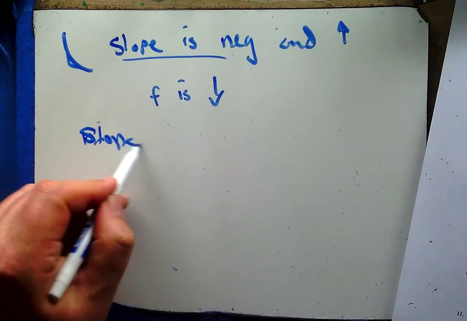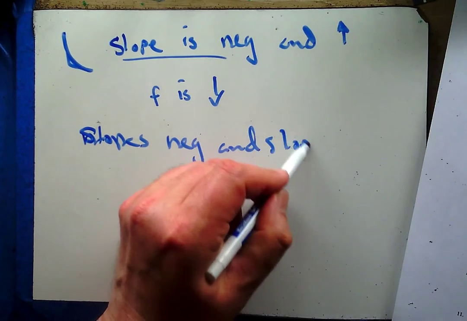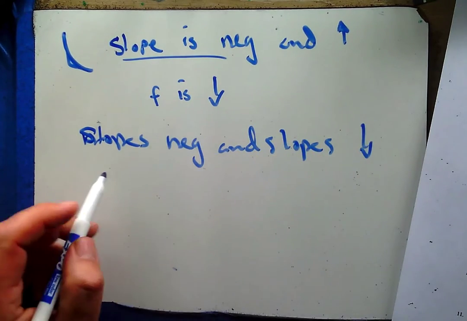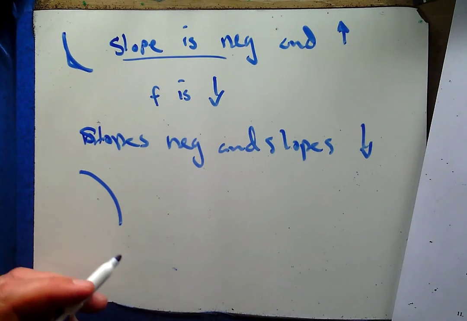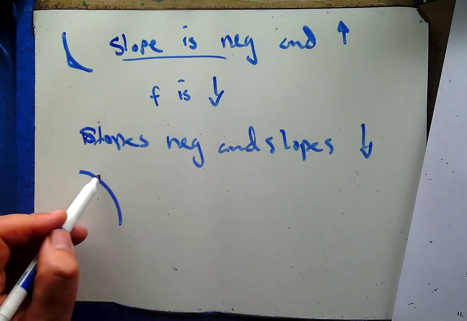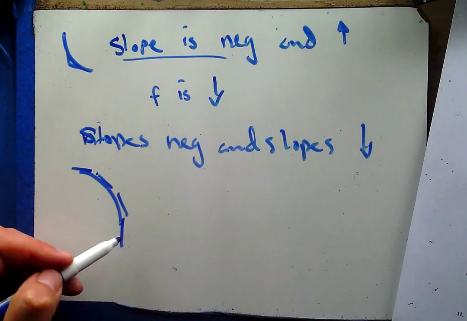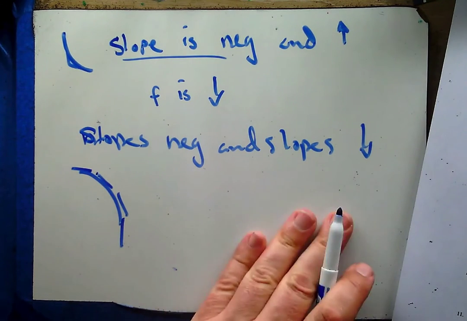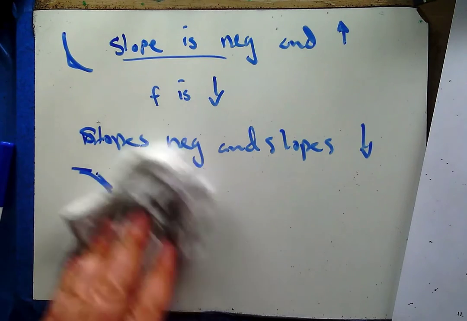And finally, we're looking for sketch everywhere the slopes are negative and decreasing. Slopes negative, and slopes decreasing. And that's going to be this. The slopes are all negative because I see the function is decreasing. And what's happening to my slopes? Well, 0, -1, -2, -3. The slopes are getting smaller and smaller. The slopes are decreasing. Okay.